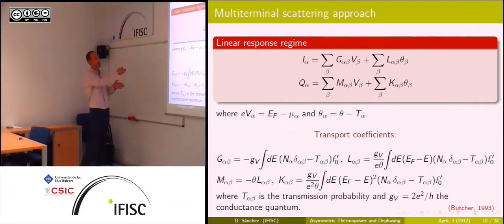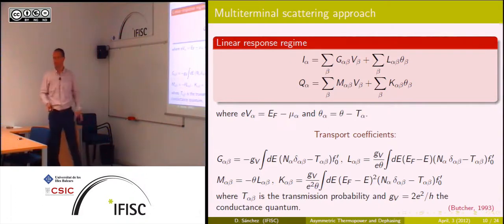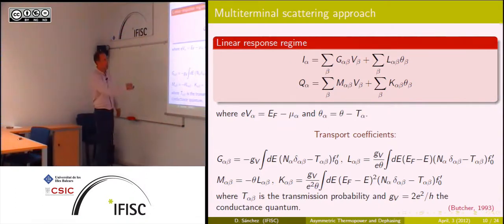So you have to sum over all your reservoirs, and then instead of just having one response coefficient, you have a matrix. Essentially, it's the same. And then you expand around the equilibrium point for both voltage and temperatures. Now the temperature, according to theta, tries to distinguish the transmission. This was done by Buttiker in the early 90s.